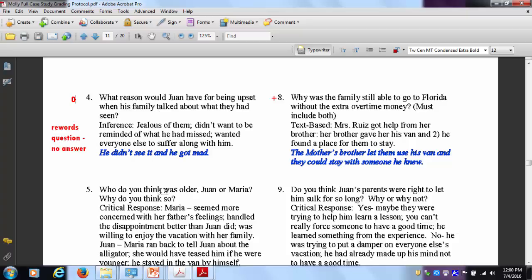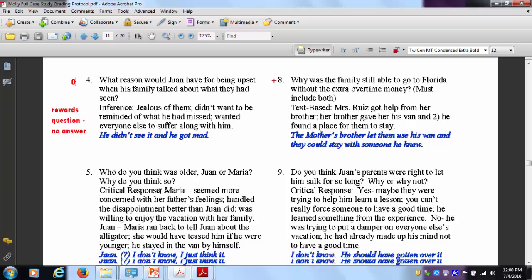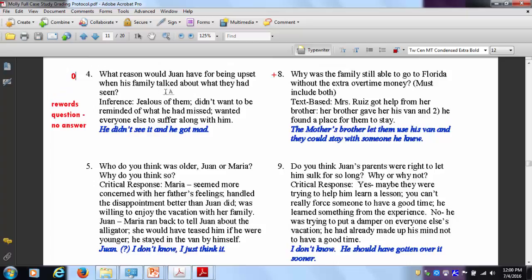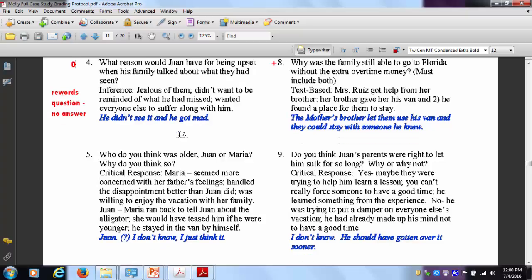All right, let's move on. Notice, because he said when they talked about what they had seen, well, obviously he hadn't seen it, so he didn't see it. He got mad. Well, it already says he was upset. So I want you to be able to see that this is a rewording from question into statement. All right, I wanted to make that clear just in case there were some questions.